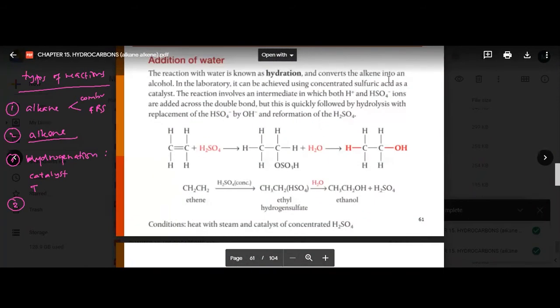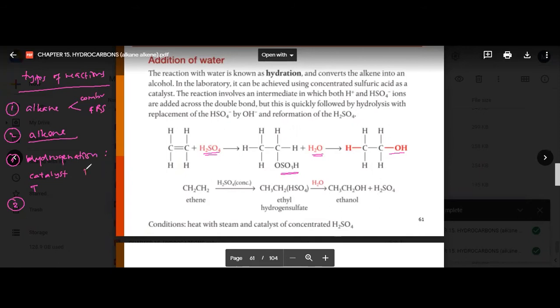You can see here that first the alkene reacts with sulfuric acid, the catalyst, to form alkyl hydrogen sulfate. Then water can be added, SO3H will be released, and OH will be placed here to form the alcohol. This is how hydration occurs.